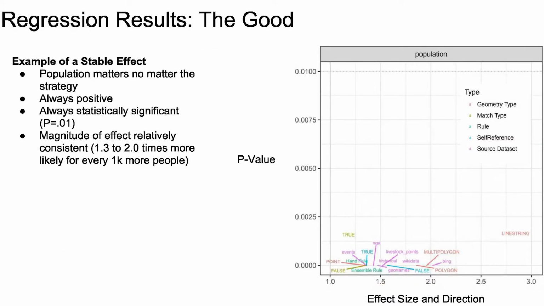It's always, no matter what strategy you pick, population is always significant. And the effect size and direction is pretty uniform. It's not too bad. Anywhere from about 1.3 to about 2 times more likely to have a violent event for every, I think it's 1,000 people we put on the right-hand side here. And our ensemble is kind of dead center, which is kind of what you hope to see, right? My guess would be the true effect is somewhere around here. So that's the good.